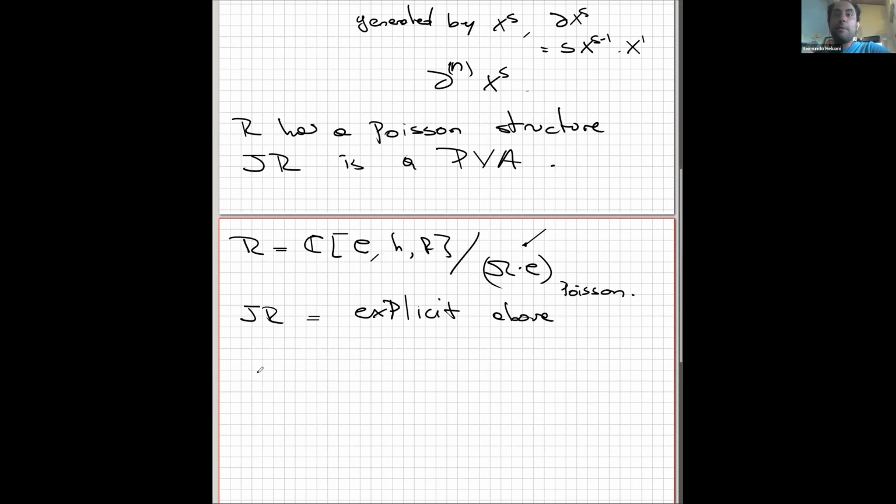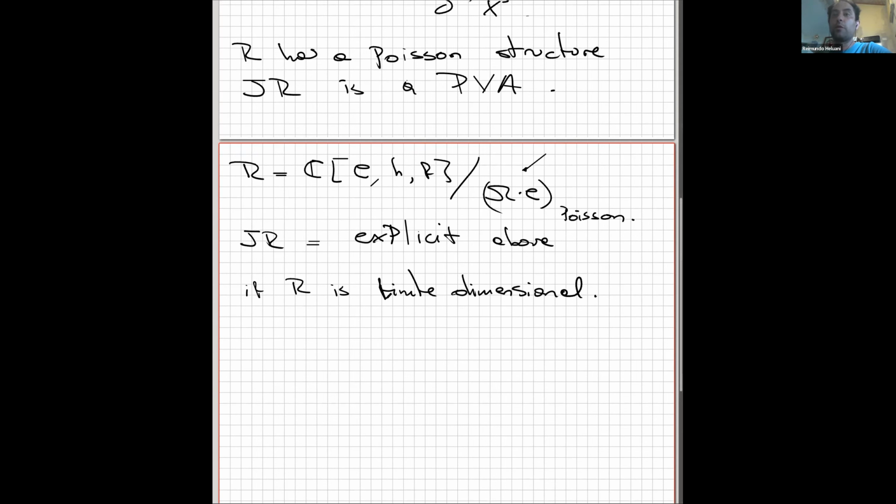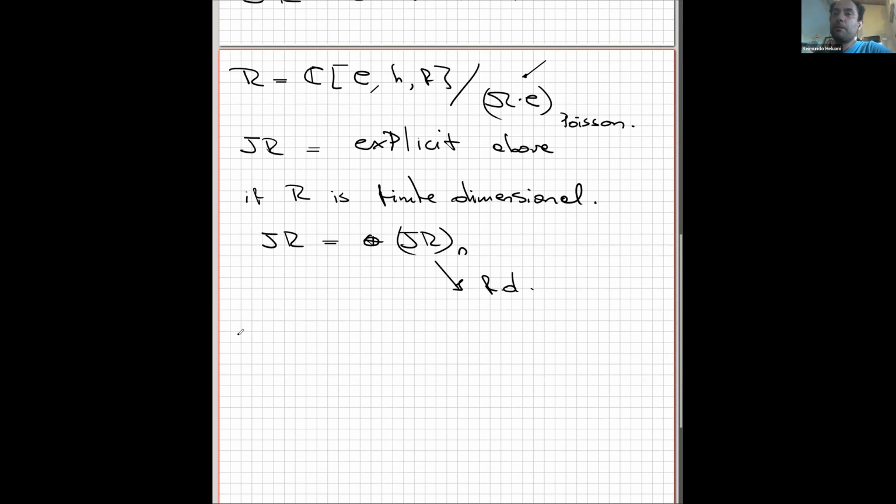If R is finite dimensional, as are these examples that I chose. If it's not, then just take the fiber at a point on your Poisson algebra. But if R is finite dimensional, then this JR is a direct sum of finite dimensional pieces. And these guys are finite dimensional. And it makes sense to compute the character.